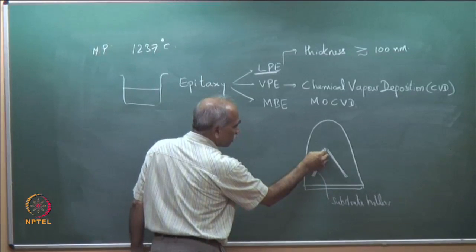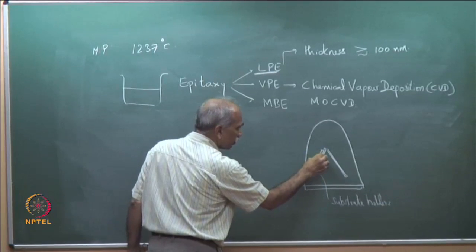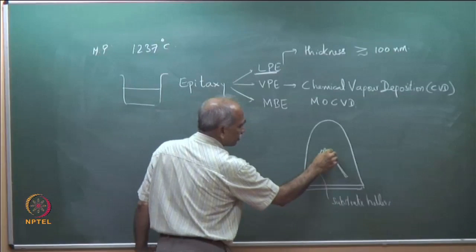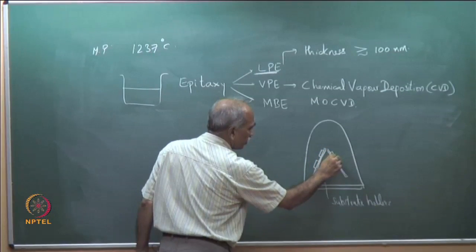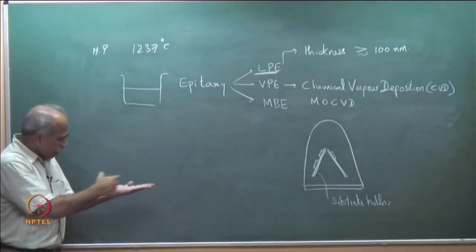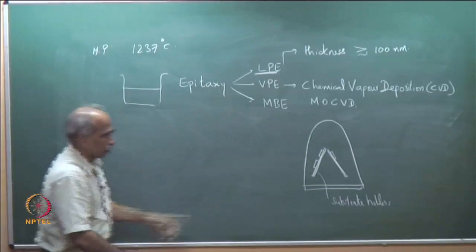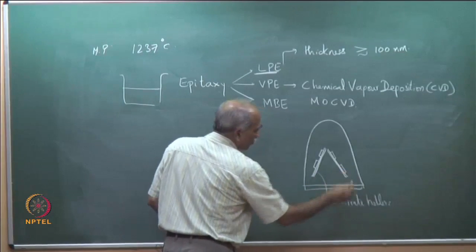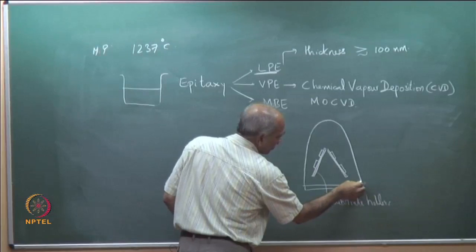On top of this there are substrates sitting, 1, 2. So these are substrates. Like I showed you in the LPE, a gallium arsenide substrate will sit first. So these are substrates sitting. There is an exhaust here.